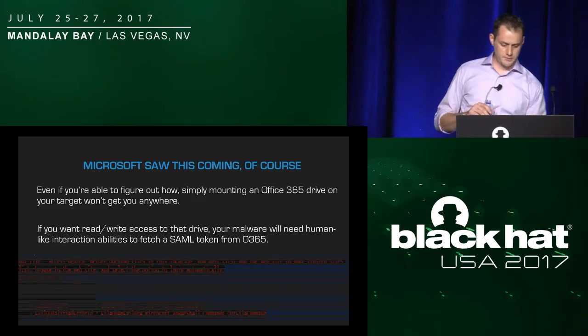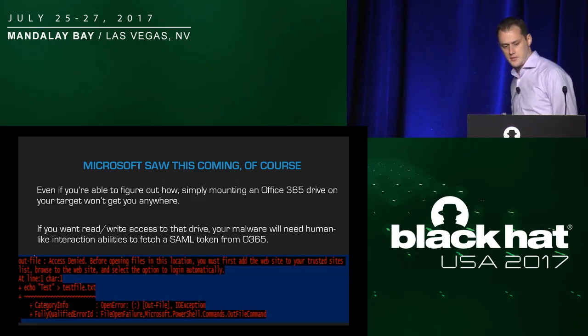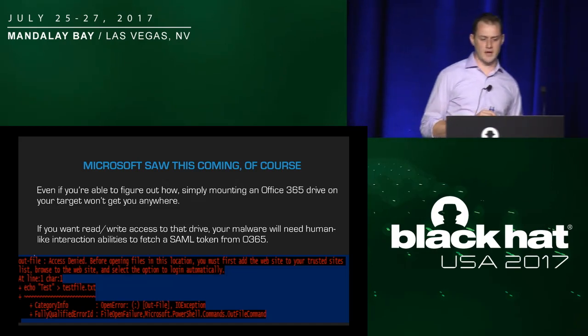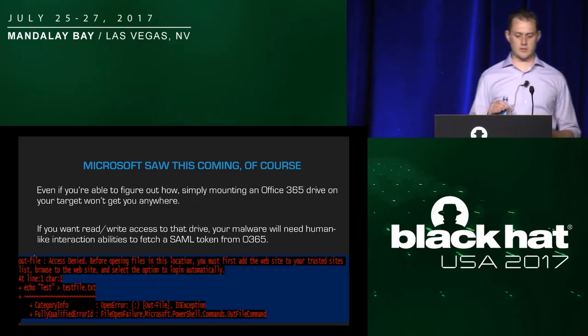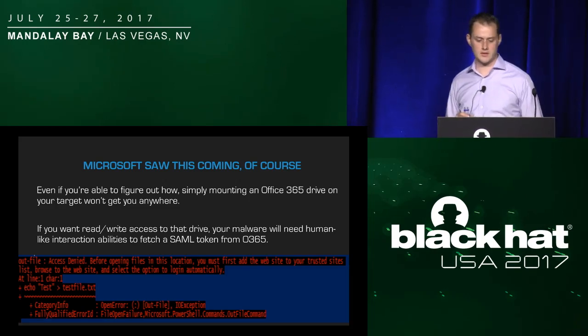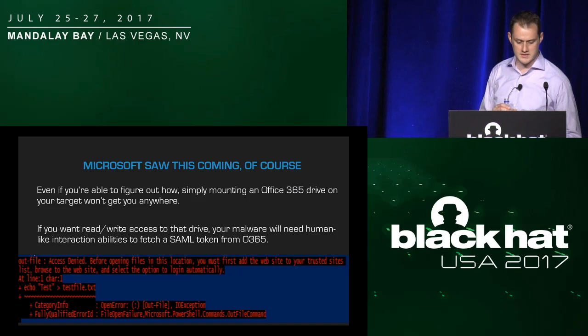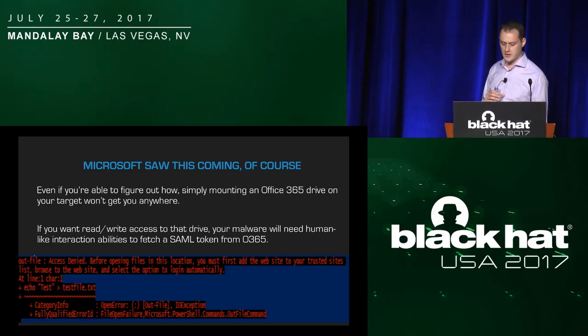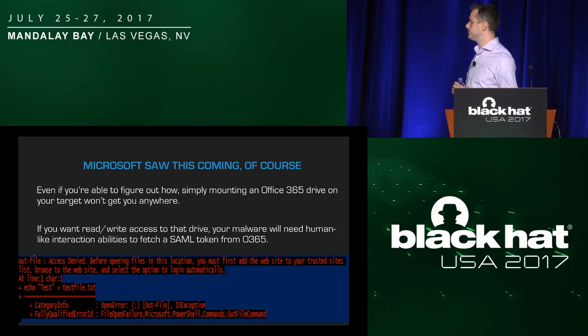As an example, I've mounted a drive here, and I'm simply trying to echo test into a test file, and I'm presented with an error. So I'll read this for the guys in the back. Basically all it says is when you try to write a file, you get access denied. Before opening files in this location, you must first add the website to your trusted sites list, browse to the website, and select the option to log in automatically. Sounds easy, right? So this is where PowerShell comes in.